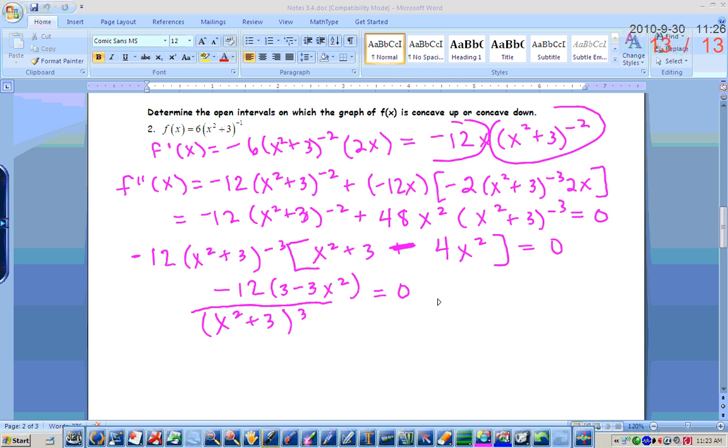So I have no points where the second derivative is undefined. And when I have a fraction that equals 0, what part can I just set equal to 0? The top. Because I can think of this as 0 divided by 1, and if you cross multiply, then you get negative 12 times 3 minus 3x squared equals 0.